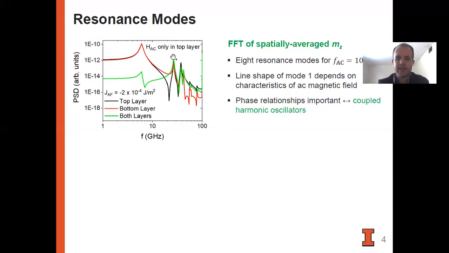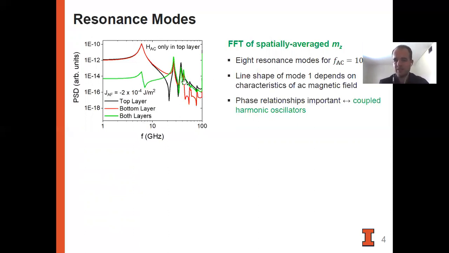Here we have applied the AC field only in the top layer, but we get almost the same results if we apply it across all the layers. And we've plotted here for the top layer, the bottom layer, and both layers, the power spectral density. And you can see that in total, you observe 8 different resonance modes, where the exact line shape of this first mode, for example, depends on the characteristics of the AC magnetic field.